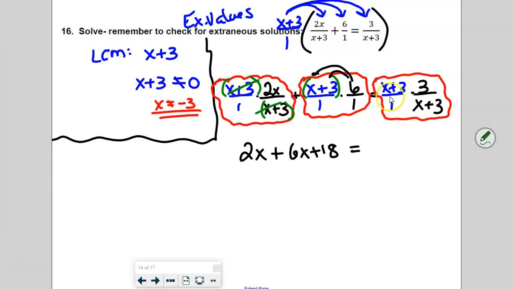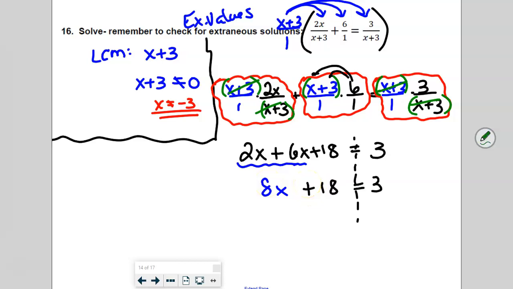And then finally, in this last bubble, the x minus 3s are going to cancel like they're supposed to, and all you're left with is a 3. So now what you've got is a multi-step linear equation to solve. Maybe clean this left side up a little bit. 2x and 6x. Oh my gosh, so many of you are calling this something weird. This is just 8x, guys. So 8x plus 18 equals 3.